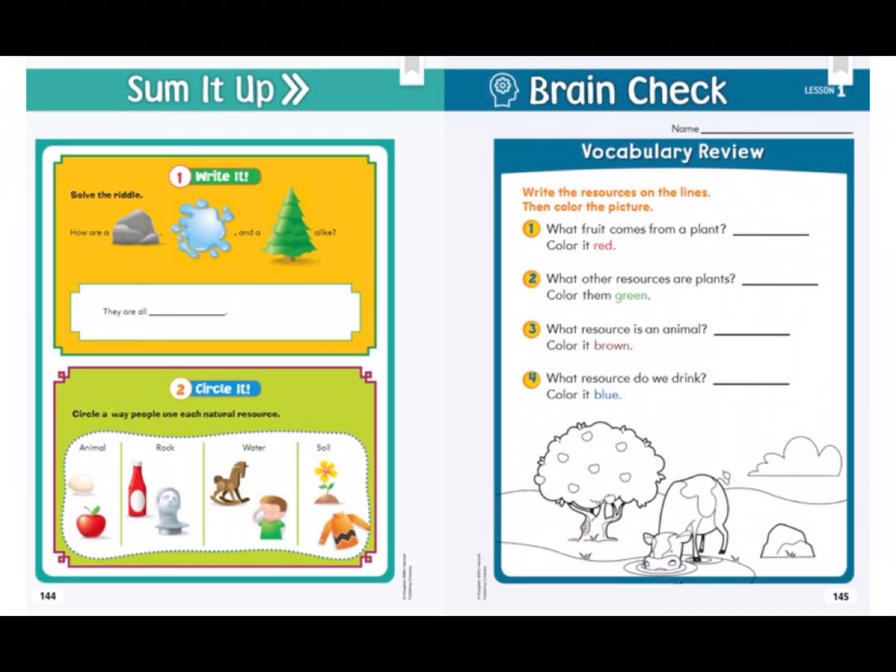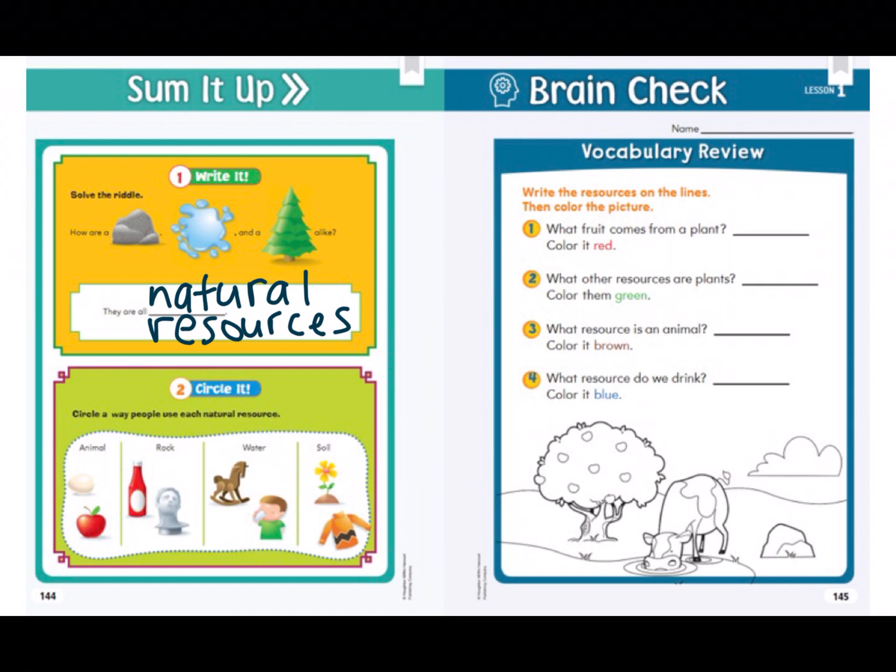Sum it up. Solve the riddle. How are a rock, water, and a tree alike? They are all what? Natural resources. Circle a way people use each natural resource.